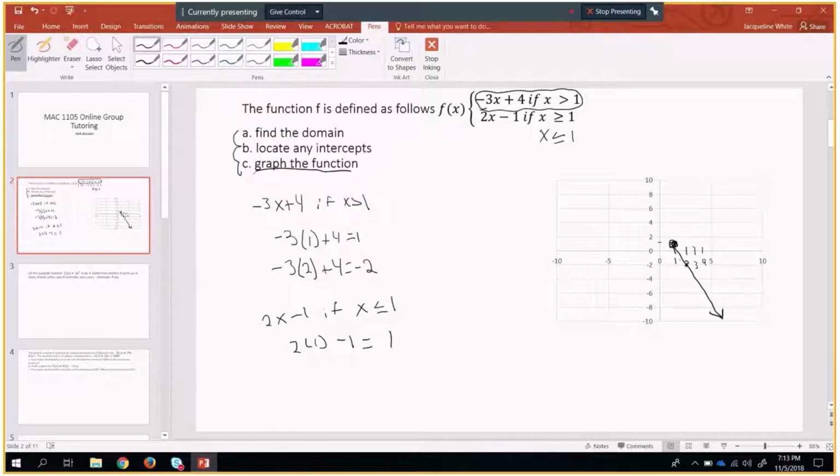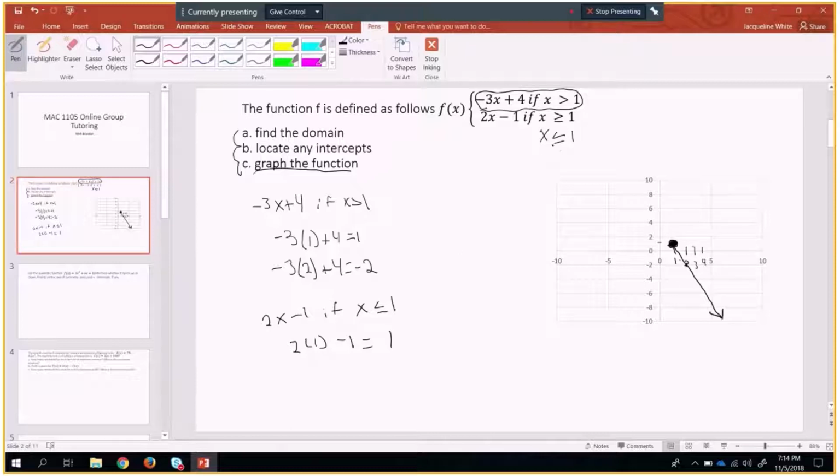So this open circle now becomes a closed circle, because at the point 1, this part of the function gives us 1, and it's also included in our domain. We know that because we have an equal sign under the inequality. Whenever we have an equal sign, that specific x coordinate corresponds to a y coordinate that is included in our domain.